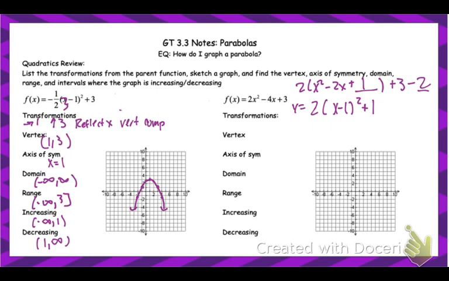So now I can list my transformations. Right 1, up 1, and a vertical stretch by 2. The vertex is at 1, 1.